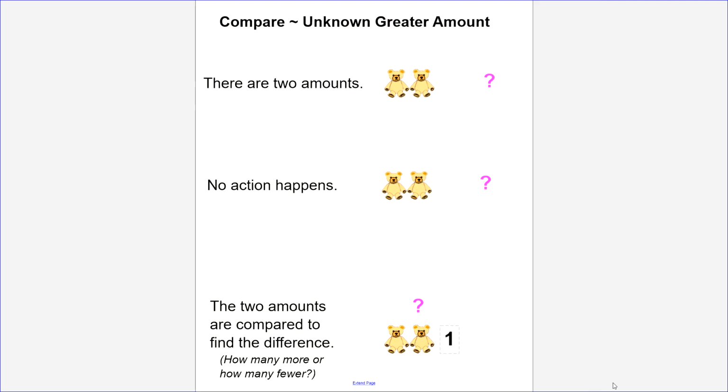Today, third grade, we're going to be solving two different kinds of compare problems. In some of the problems we're going to solve today, we will not know the greater amount. In some of the problems we solve today, we will not know the lesser amount. Let's start by talking about problems with an unknown greater amount. Here you can see we have our teddy bear problem again. We clearly can see that we know the lesser amount, 2 teddy bears, but we do not know the greater amount. We also know the difference between this lesser amount and the unknown greater amount is 1.